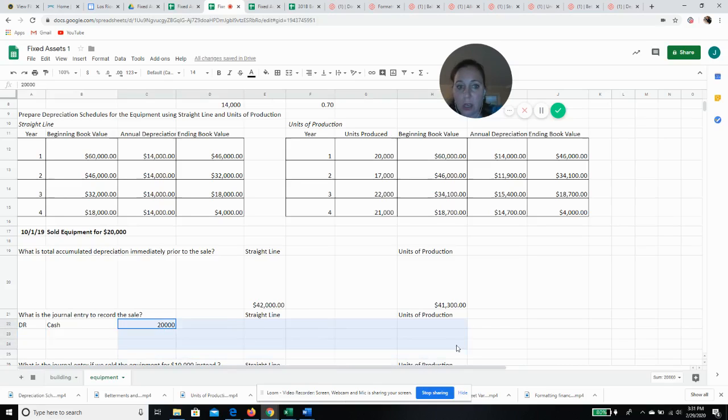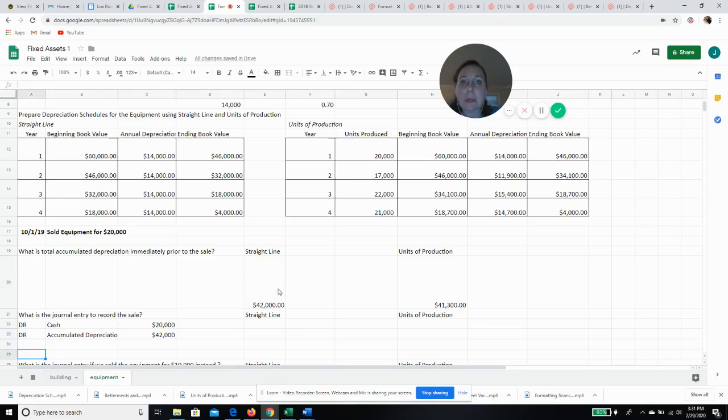Let's just do a little formatting. Okay. The second thing we want to do is zero out our accumulated depreciation account. So under straight line, our accumulated depreciation is $42,000. Remember, accumulated depreciation has a natural credit balance. So we want to debit accumulated depreciation for $42,000.